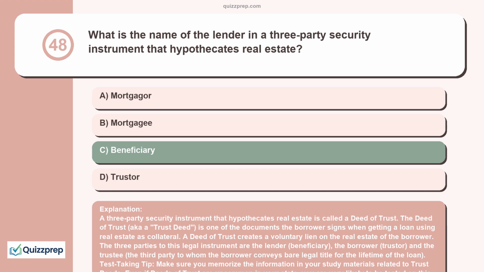Test-taking tip: like the trust deed, the mortgage also creates a voluntary lien on the property. However, in contrast to the trust deed, it is only a lien, no portion of title is conveyed by a mortgage. D is incorrect. The truster is the name of the borrower in a deed of trust. Test-taking tip: make sure you spend some study time going through the glossary in your licensing materials. Examiners frequently test knowledge of technical words and terms like hypothecate: to pledge real estate without giving up possession.